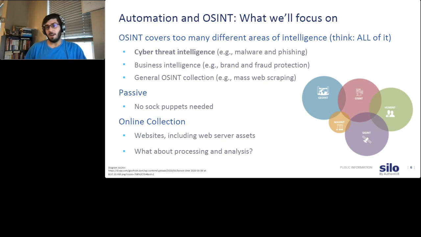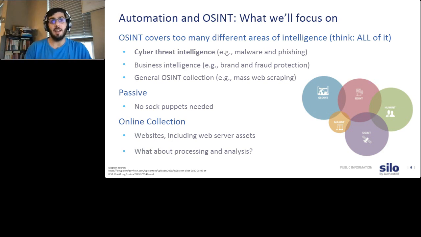So we talked about OSINT a little bit. We see that we have a lot of people using automation, but there's a lot of people that aren't using automation. So how do OSINT, automation, and CTI connect? And what part are we going to focus on for today's talk specifically?